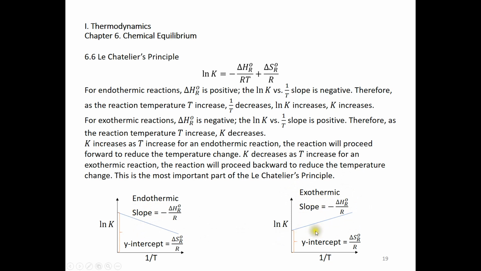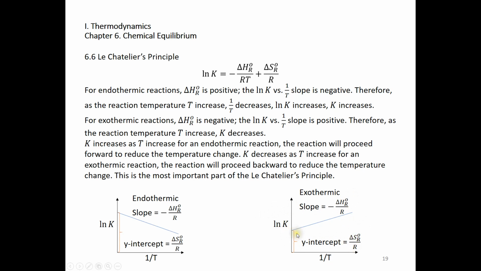Now this line is going up. This is because the standard enthalpy of reaction is negative, and we have one additional negative sign in front. So the slope is positive, while the standard enthalpy of reaction is negative. And again, the y-intercept is the standard entropy of reaction over R.